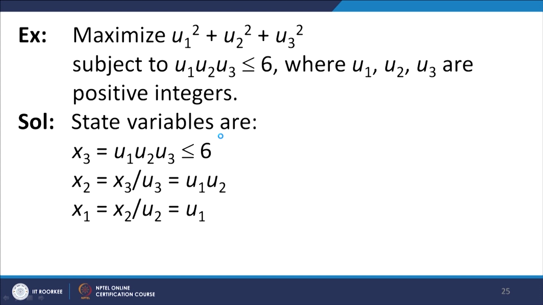So, let us take an example to understand this. Let us take maximization of u1 squared plus u2 squared plus u3 squared subject to the product u1 u2 u3 less than or equal to 6, where each of the variables u1, u2, u3 are positive integers. So, as before, the state variables are defined as x3 is equal to u1 u2 u3, which is less than or equal to 6, x2 is equal to x3 divided by u3, which is equal to u1 u2, and x1 is equal to x2 divided by u2, which is equal to u1.